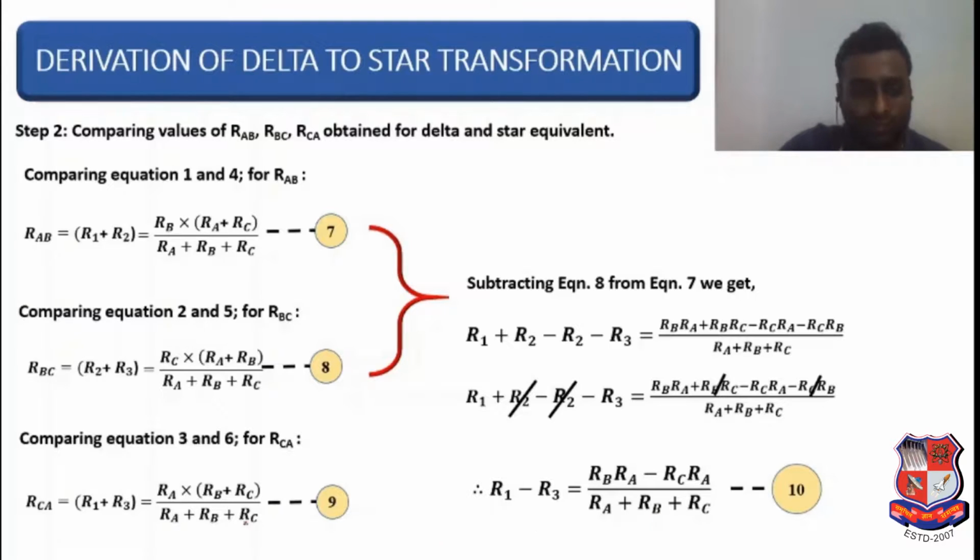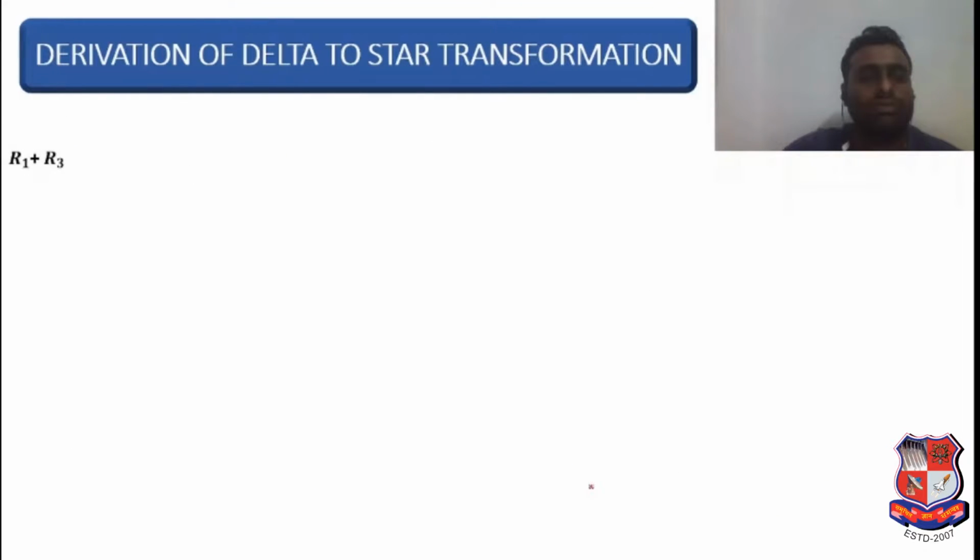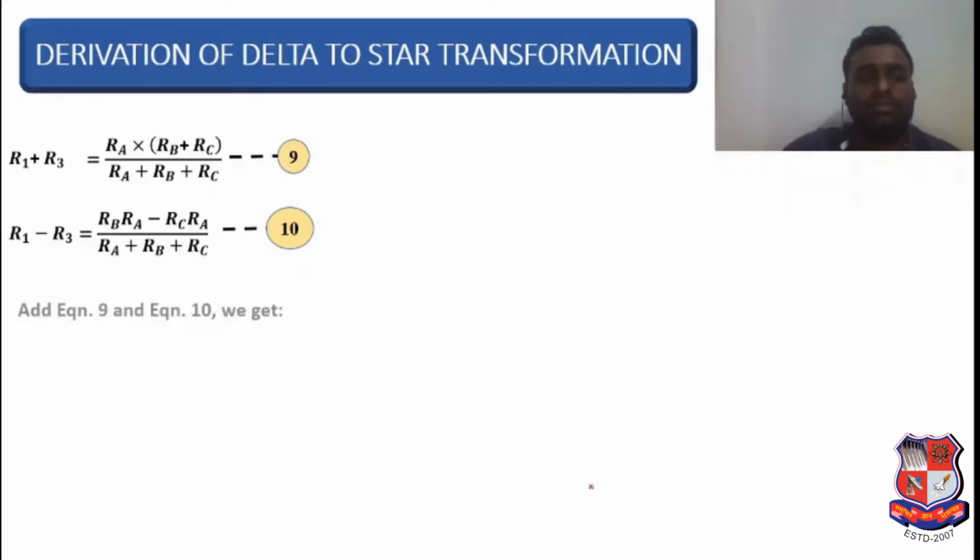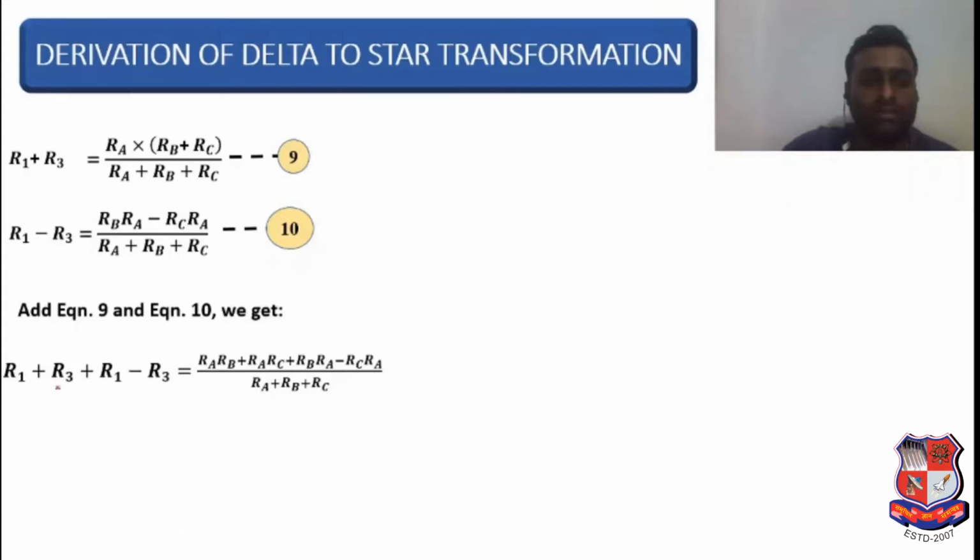Now if you see here, this is R1 plus R3 and this is R1 minus R3. If we add these two, then R3 will get cancelled. So we will eliminate R3 to find the value of R1. We know that this is equation 9 and this is equation 10. Now we have to add equations 9 and 10. So we will get this term, and over here this R3 and this R3 will get cancelled, and RC into RA and minus RC into RA will also get cancelled.